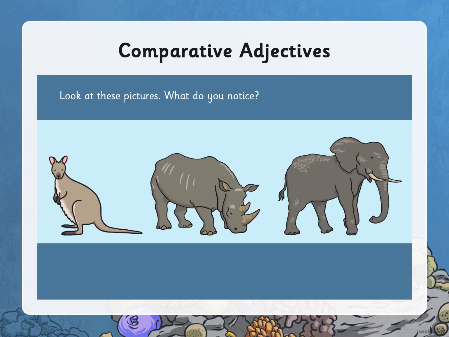Let's have a look at the three pictures below. I'm going to add some words and I want you to see what you notice. So the first picture is of a kangaroo and the word is strong. The next picture is of a rhinoceros and the word is stronger. The third picture is of an elephant and the word this time is strongest. So we've got strong, stronger and strongest. Have a think about what you notice about these three words.